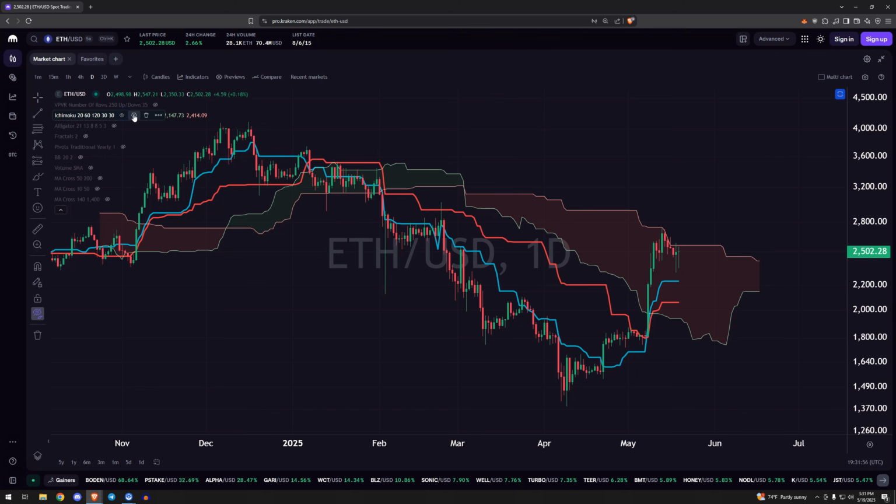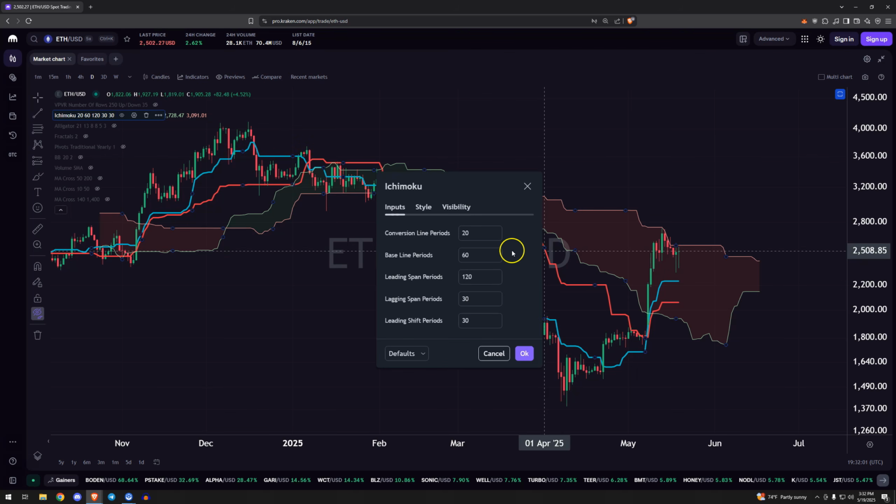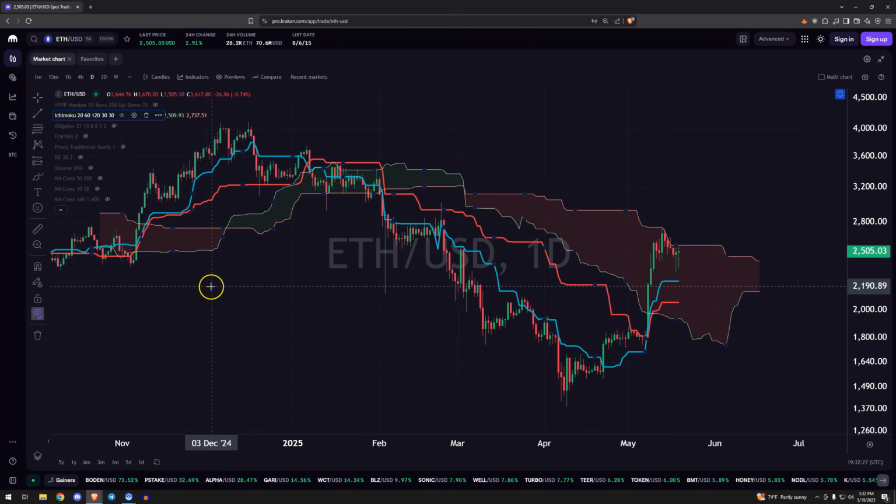We of course have the cloud here. You can type in Ichi or cloud and it will pop up. For the settings on Kraken Pro specifically, this was added recently, leading shift periods. This is how I have it set up. This is how it should look. It's 20, 60, 120, 30, 30. That's how it looks on Kraken.